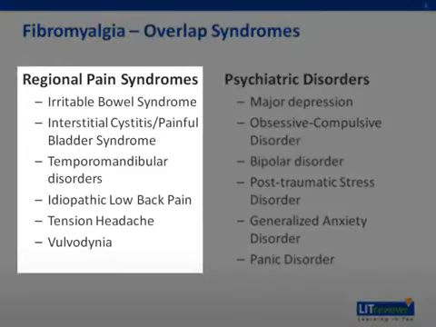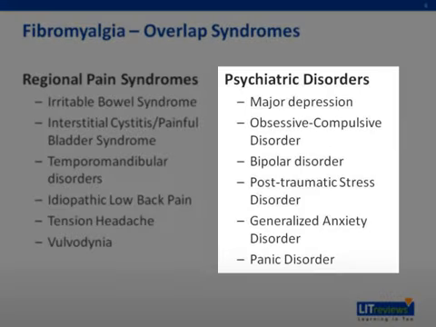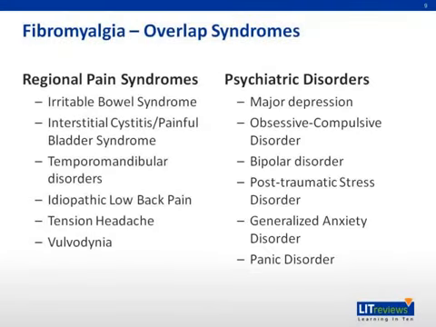The regional pain syndromes which often overlap with fibromyalgia include irritable bowel syndrome, interstitial cystitis or painful bladder syndrome, temporomandibular disorders, commonly known as TMJ, idiopathic low back pain, tension headache, and vulvodynia. The psychiatric disorders frequently associated with fibromyalgia include major depressive disorder, obsessive compulsive disorder, bipolar disorder, post-traumatic stress disorder, generalized anxiety disorder, and panic disorder. Chronic fatigue syndrome and somatoform disorders consisting of multiple unexplained symptoms are also considered overlapping syndromes.